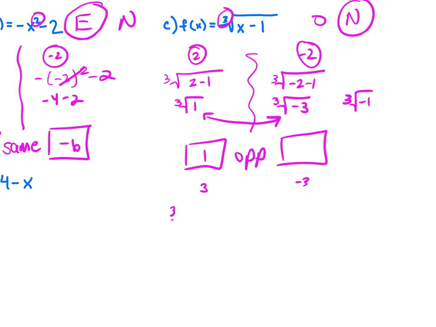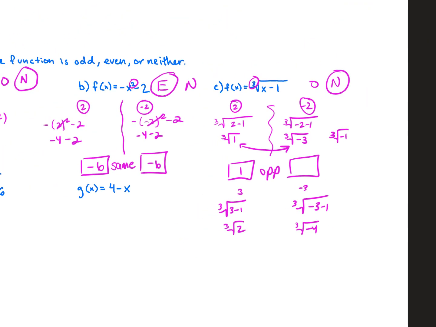I have the cube root of 3 minus 1. So the cube root of 2. You guys agree? Okay, so then over here I have the cube root of -3 minus 1. So the cube root of -4. Guys, are those two exact opposites of each other? No. So don't get hung up on, I don't know what the cube root of 2 is. That's fine. Remember, it's not the actual answer. It's the relationship between the two. That's the important part.